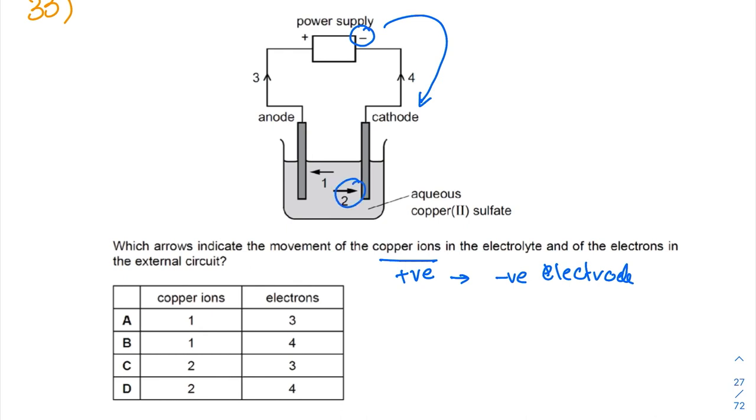So option A is wrong and B is wrong. Now we have to choose between C and D. We know that electrons move towards the positive power supply. So which is moving towards the positive power supply? Moving towards the negative power supply is wrong, so electrons move towards the positive power supply. Therefore option C is going to be the correct one, and option D is the wrong option.